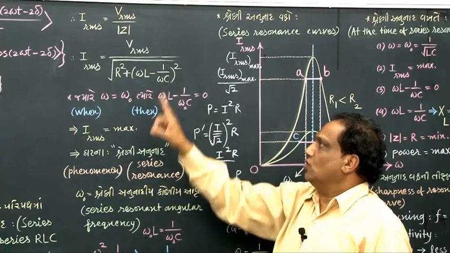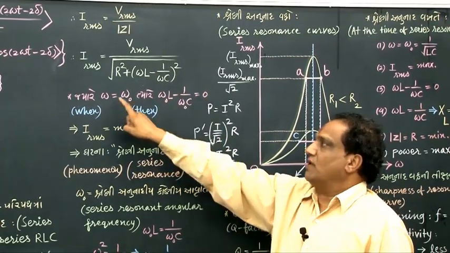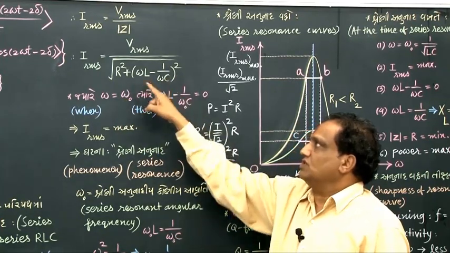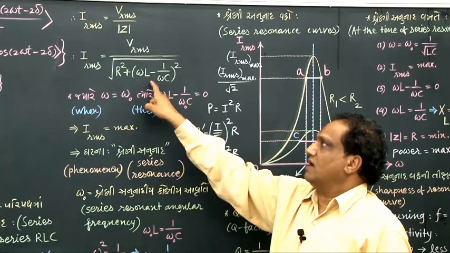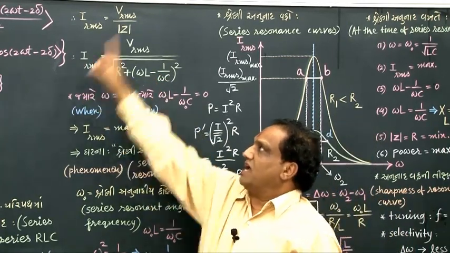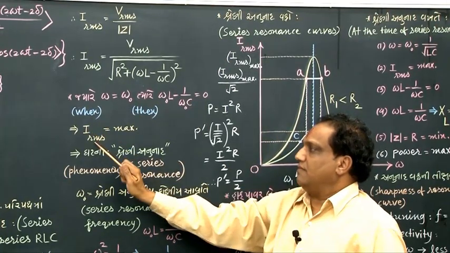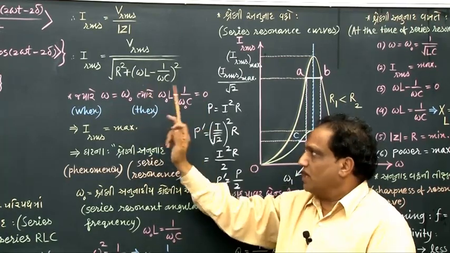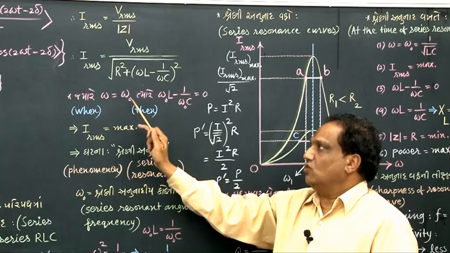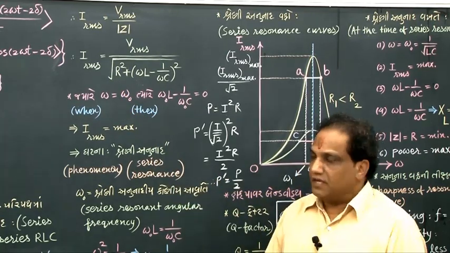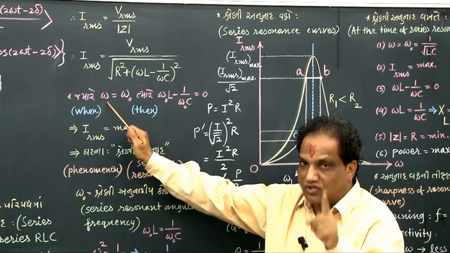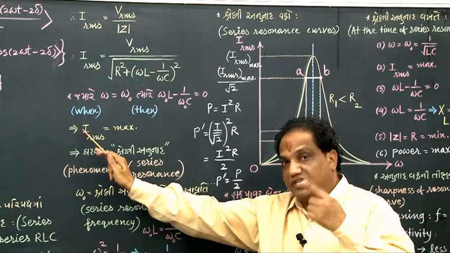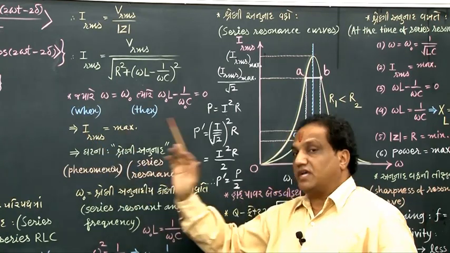Suppose this part becomes 0 for a particular value of omega, say at omega 0. 0 means minimum. When this value becomes minimum, naturally IRMS will become maximum. That's why I am putting here IRMS equals maximum. But mind well, this part becomes 0 only for a particular value of omega. Let it be shown by the symbol omega 0. So at a particular value of angular frequency of the AC source, it so happens that the RMS value of current passing in the AC circuit becomes maximum.